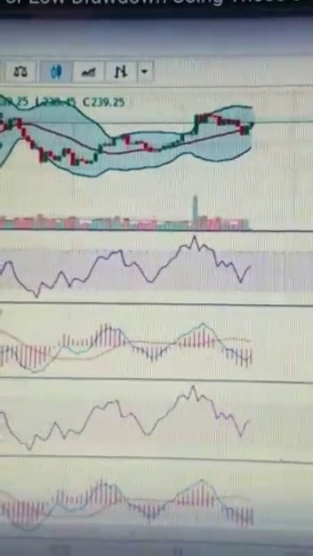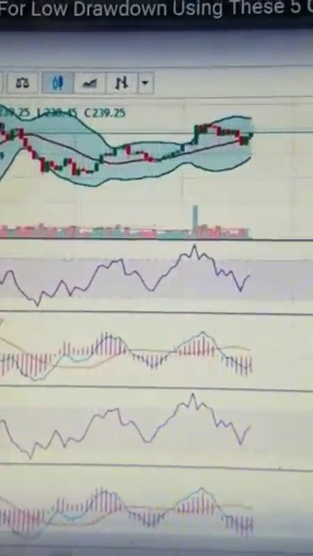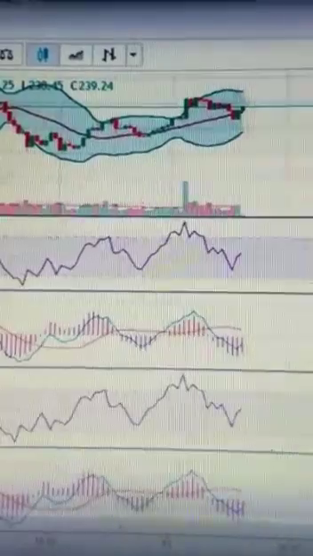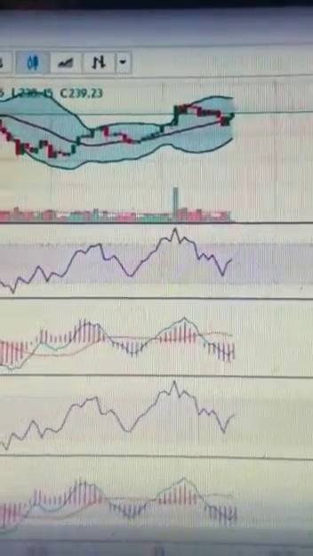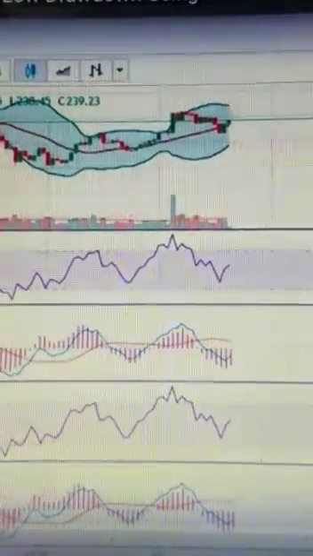And I suggest you practice this on demo, because I've practiced this and practiced this, and I've thrown the results up every single day, even on a light day.